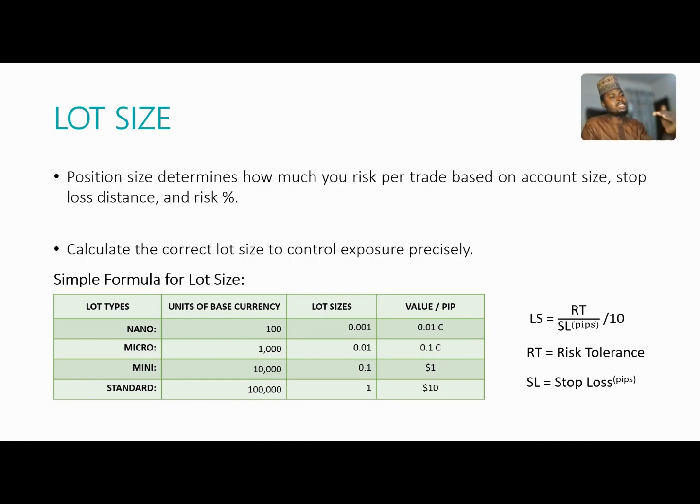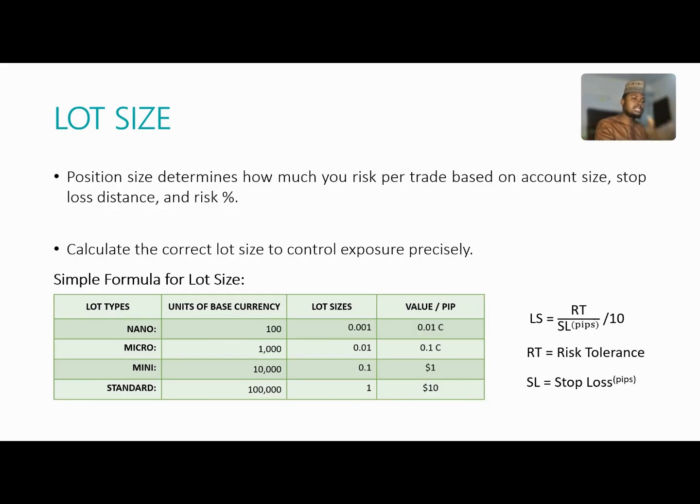So the third one is the mini lot. The mini lot has 10,000 units of base currency. If you want to use the mini lot, which lot size are you going to use? You are going to use 0.1. With 0.1, if the market moves in your favor, you are going to get $1 per pip. And if the market moves against you, you are going to lose $1. That means the higher the lot size, the higher the gain or the higher the loss.